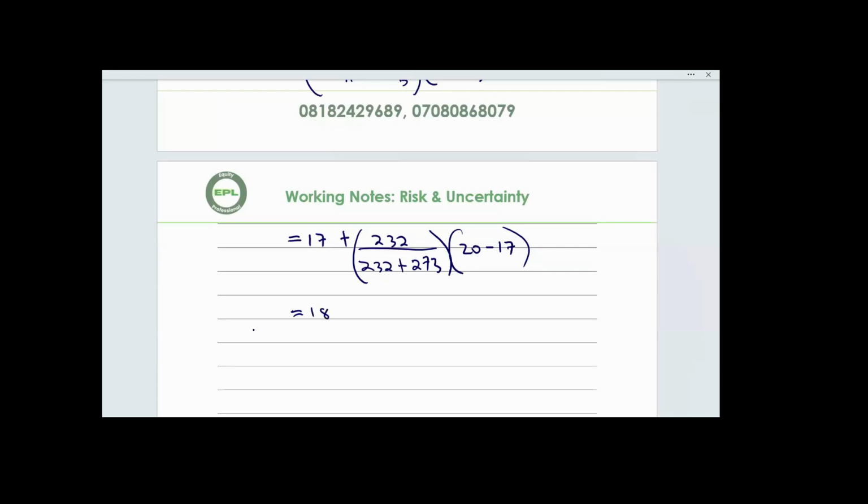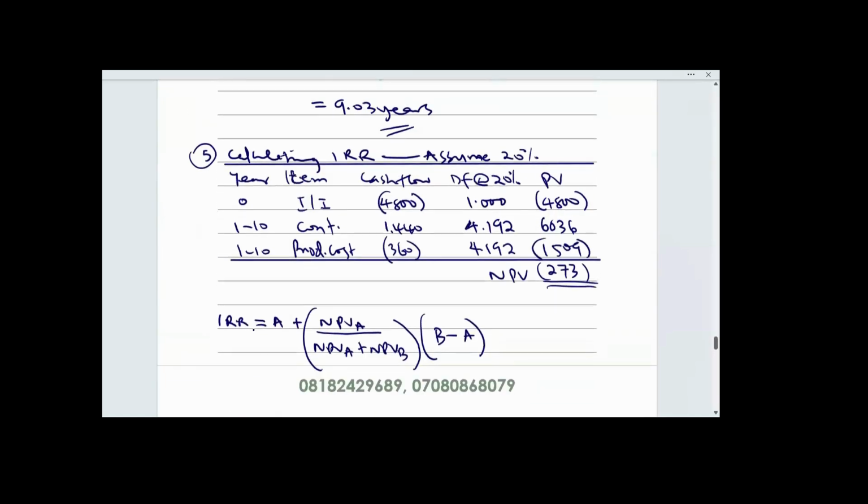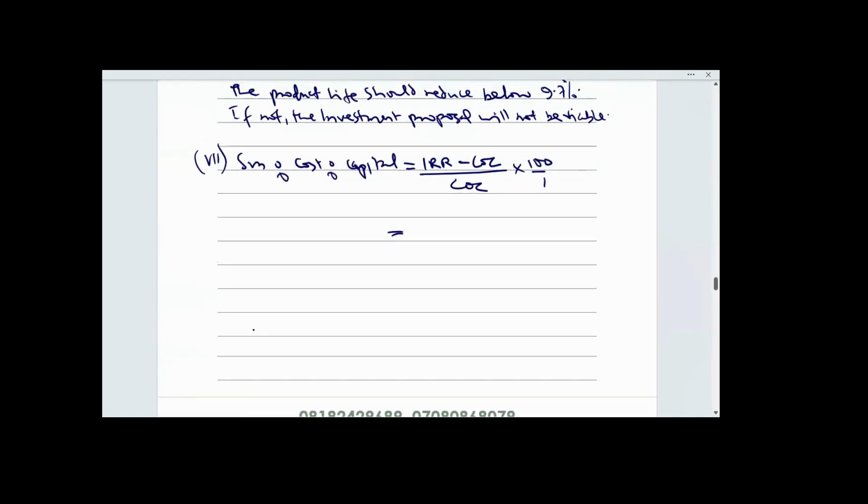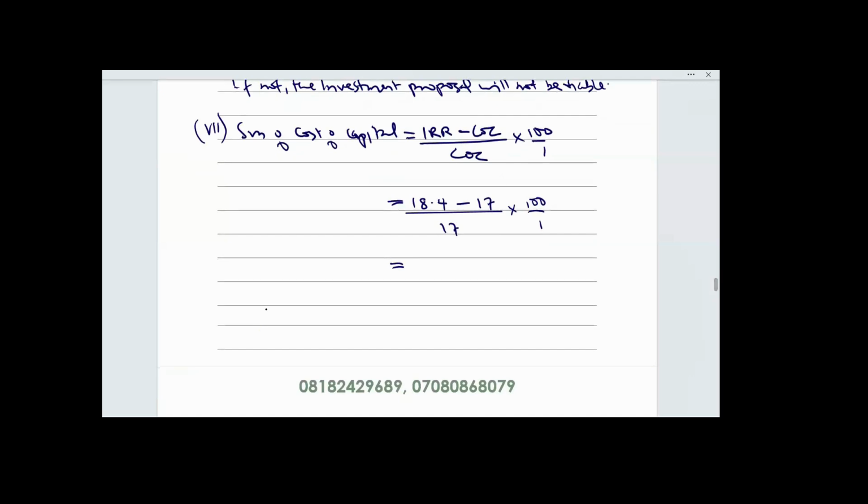That's 18.38%. So you can say approximately 18.4%. So that's it. I will then come back here. So the internal rate of return is 18.4 minus cost of capital of 17% divided by cost of capital of 17, multiplied by 100 over 1. So this is supposed to be equal to 1.4 divided by 17. What do you have? Multiplied by 100.